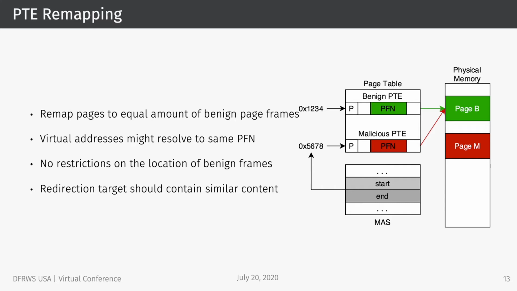Consequently, we now have multiple virtual addresses that resolve to the same page frame B. Also, we could choose any page frame in the system as a redirection target. We should pick frames that contain similar content, meaning code pages should be remapped to code frames, data pages to data frames, and so on. This is because an analyst looking at a code page usually expects to find code here.